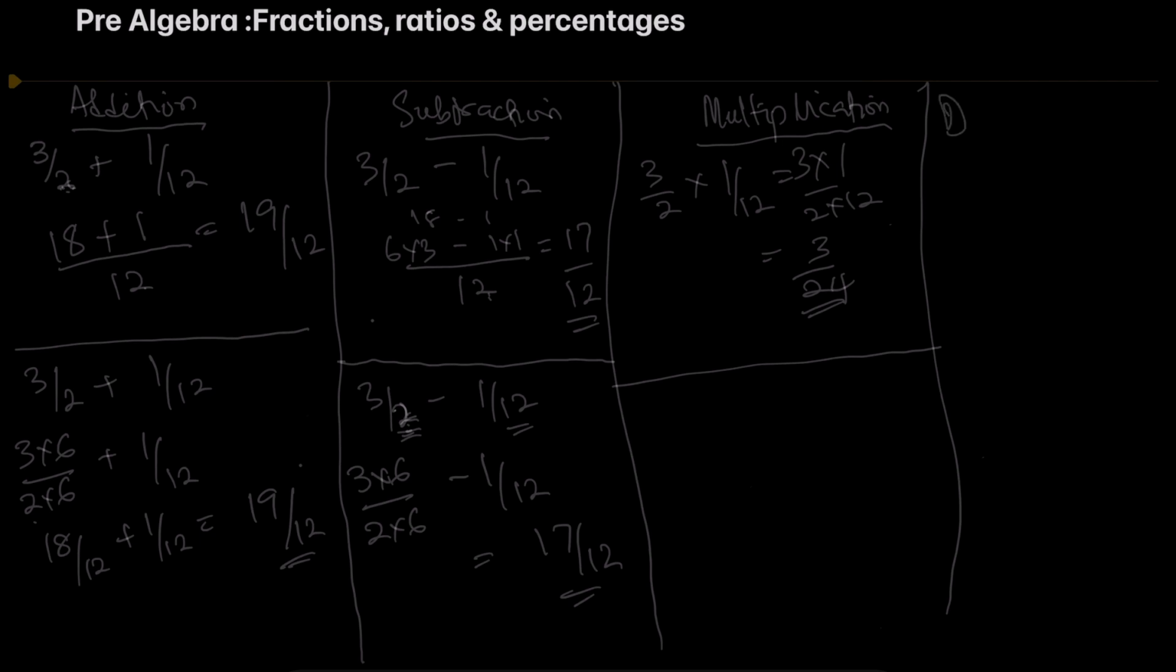So we have division. How do you divide a fraction by another? When you want to divide a fraction by another, you have 3 all over 2 divided by 1 all over 12. Now, to divide, you have to do something like this. It's like saying 1 all over 1 all over 12. And then you have to flip the division.